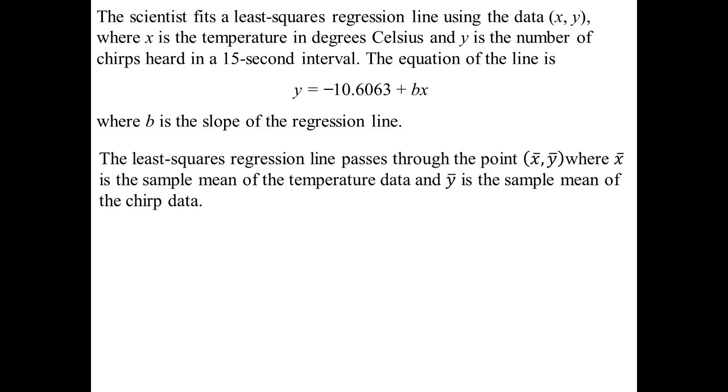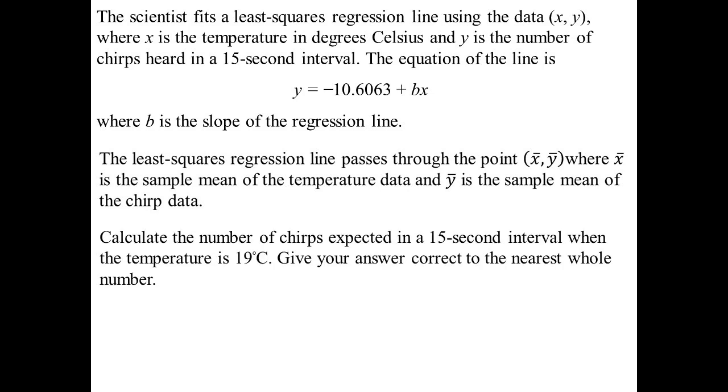The least squares regression line passes through, well, we know that. So again, they're helping them out because they're even telling them that, hey, remember, this line will go through this point. Has to go through this point. And just in case they were unsure what X bar is, where X bar is the mean and Y bar is the mean, I suppose they needed to know which one was the X, which one was the Y. And here's what they had to do. Calculate the number of chirps expected in a 15-second interval when the temperature is 19 degrees.